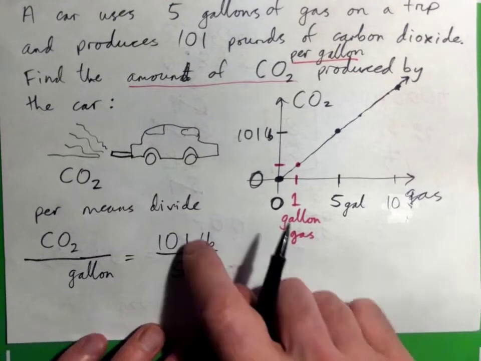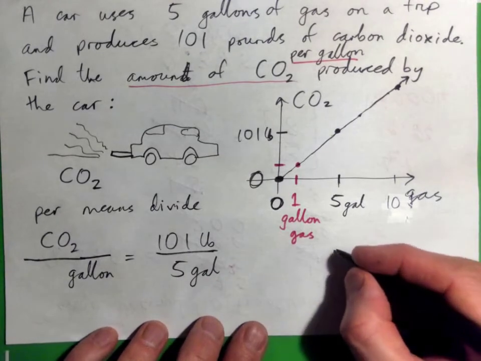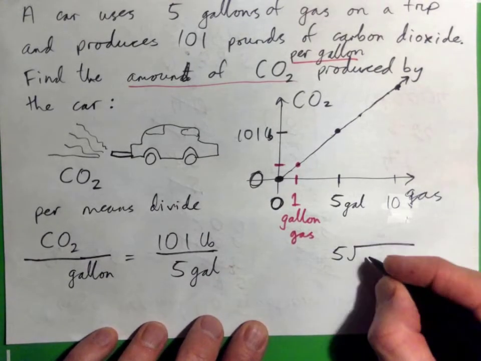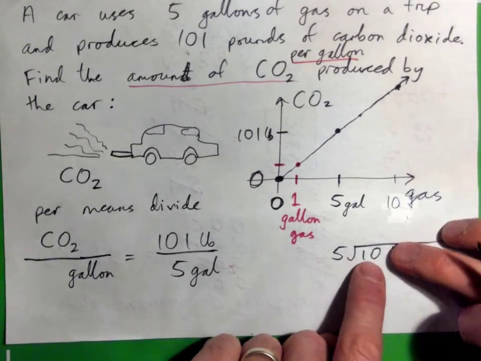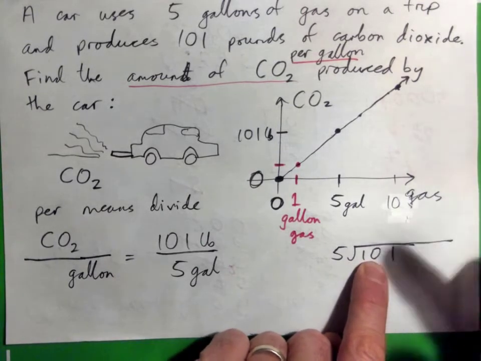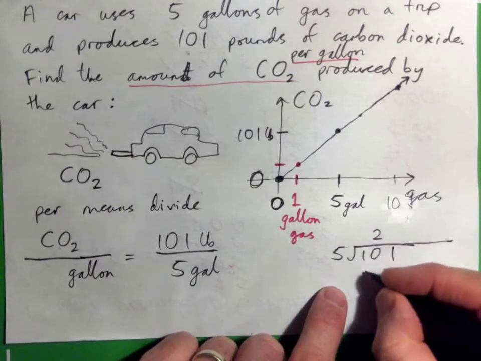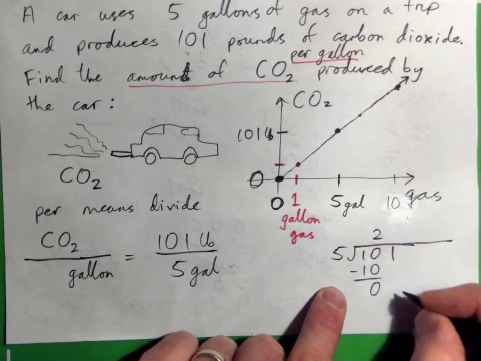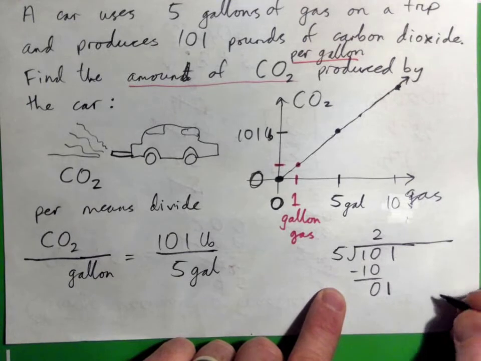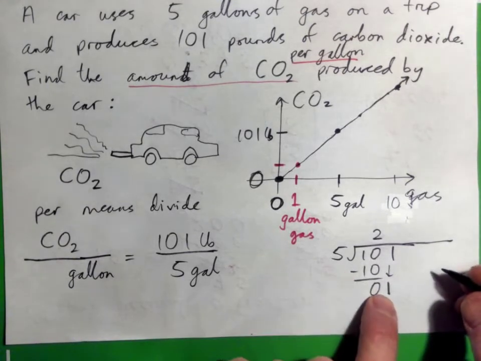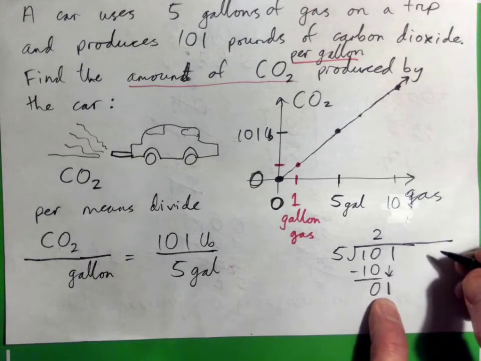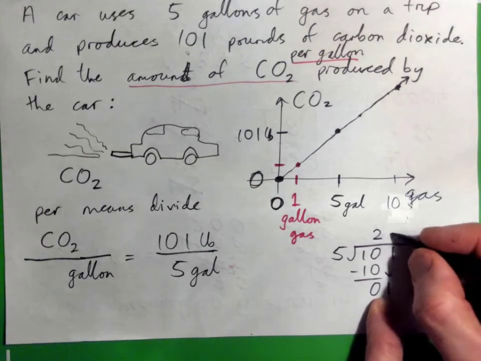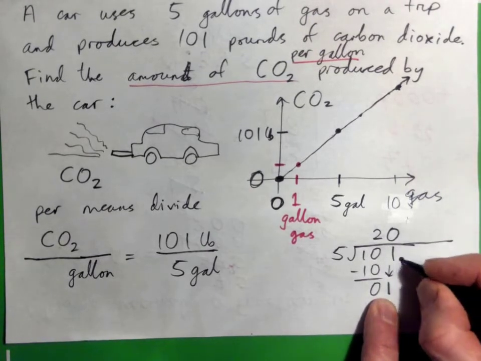Okay. So 101 over 5, that's a long division, looks like to me. 5 into 101. 5 into 10 goes twice. 2 times 5, 10, subtract, we get 0. Bring the 1 down. 5 into 1. Yeah, 5 into 1 goes how many times? 0. You need to put decimal points here.